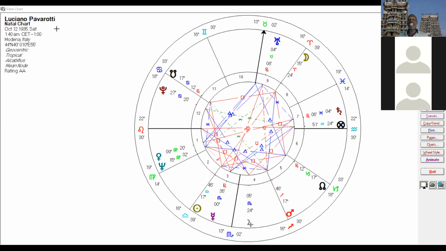Basically they're saying if the same number of houses, the same relationship of houses, happens between the profected ascendant and the natal ascendant, and the profected ascendant and the solar return ascendant, then that doubly puts the emphasis and onus on that.